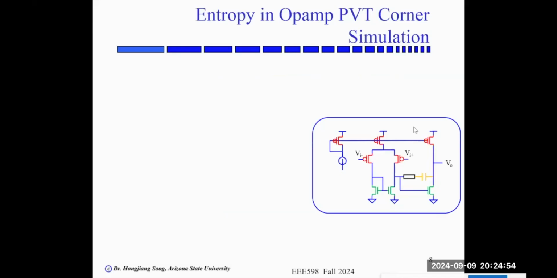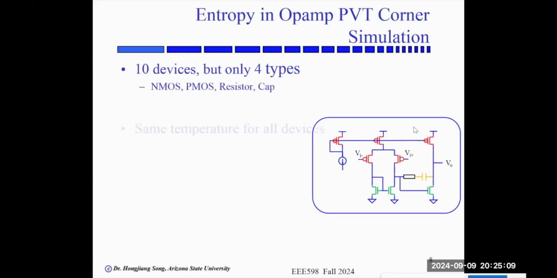So now let's look into how much entropy will be reduced after this PVT corner simulation. For this 2-stage op amp, we'll have 10 devices, but I only have 4 types. So that means we'll have basically NMOS, PMOS, and also resistor and capacitor. And also, since now we assume the same voltage and same temperature for all devices.